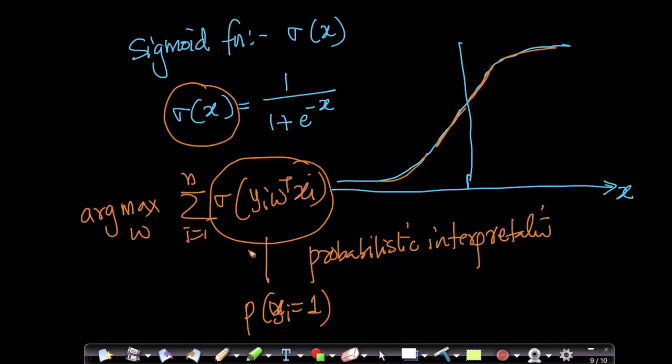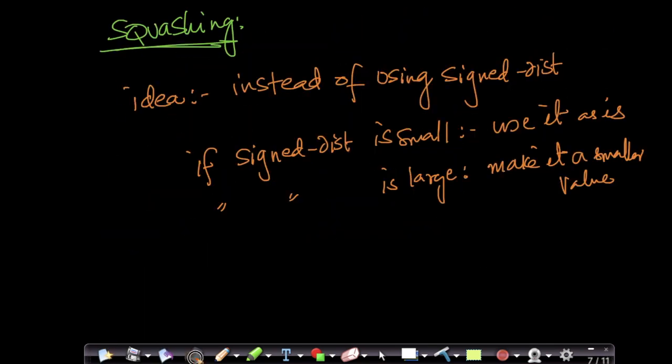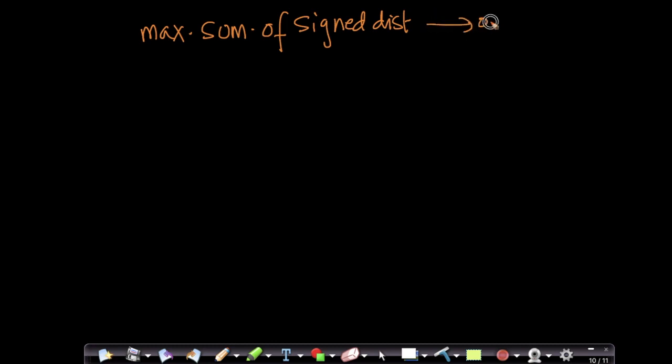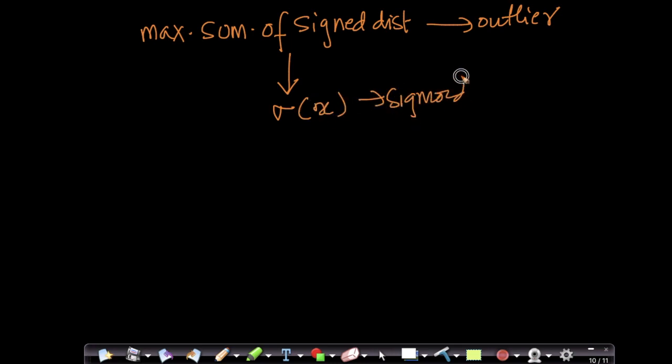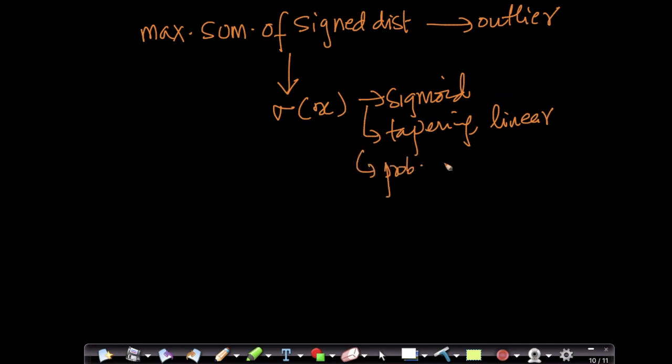Now what we can do is, instead of optimizing the original problem, let me write it in English. What were we originally maximizing? Maximize the sum of signed distances. But this has the problem with outliers, right? So what did we do? We found a function called sigma, the sigmoid function, which has all the nice properties that we want. We wanted a linear behavior when the value is small, a tapering behavior when x is large, and a nice probabilistic interpretation.